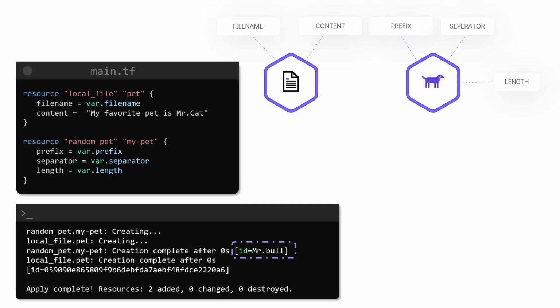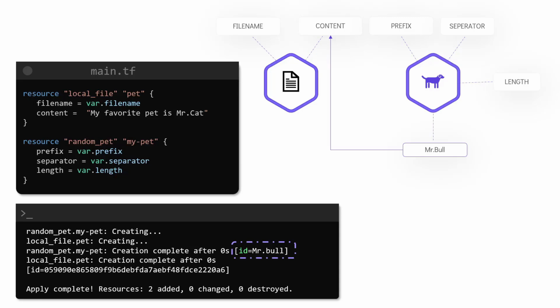pet resource? Currently, the content of the file is set to "My favorite pet is Mr. Cat." But what if we want it to be set to the name that is generated by the random pet resource? To understand this, let us jump back to the documentation for the random pet resource in registry.terraform.io.